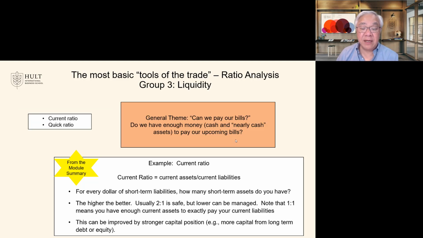The third group is liquidity, and the general theme is, can we pay our bills? Very simply. And do we have enough money in cash or nearly cash assets to pay our upcoming bills? The specific formula for one example, the current ratio, is current assets divided by current liabilities. You'll recall that current liabilities is what you owe for the coming year. You'll recall that current assets is how much cash do you have plus the other assets that will become cash within 1 year. That's the definition of a current asset.